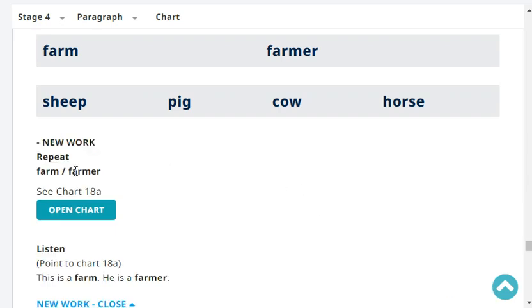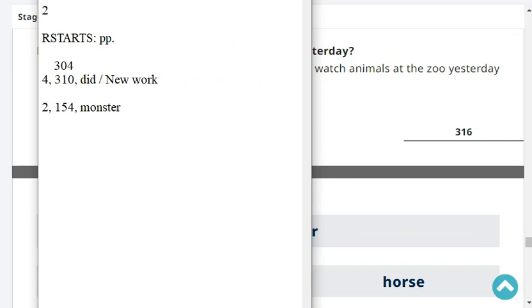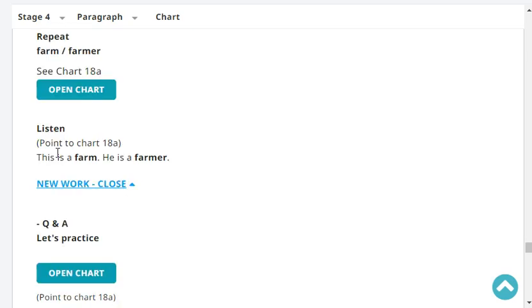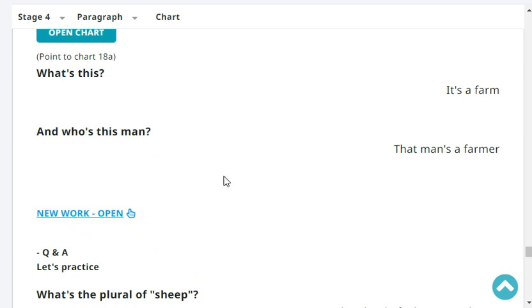Okay, next repeat. Farm, farmer. Okay, this is a farm. He is a farmer. Let's practice. What's this? It's a farm. And who is this man? The man is a farmer.